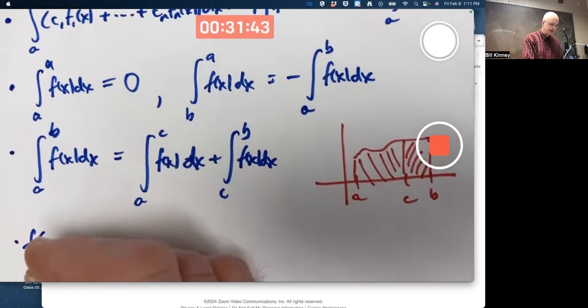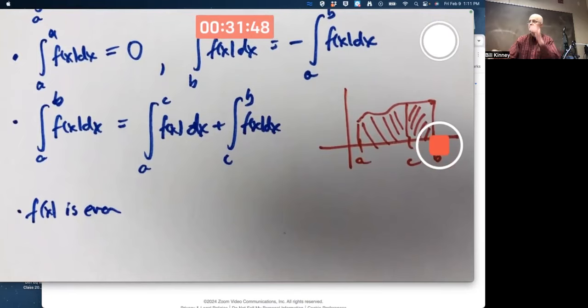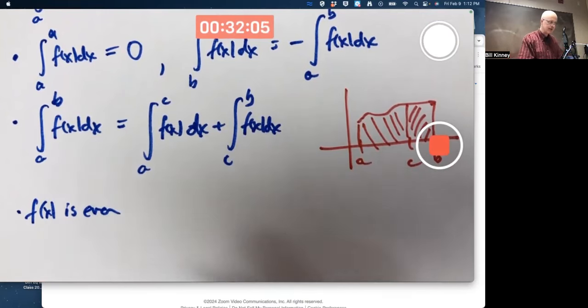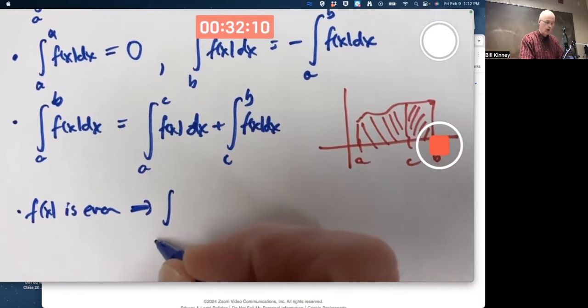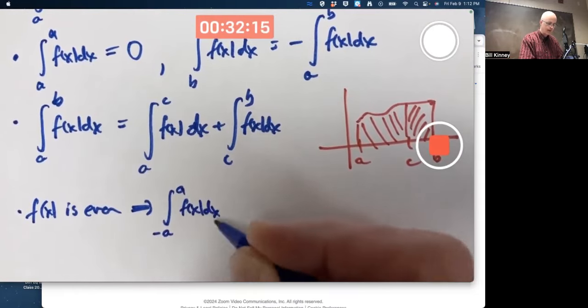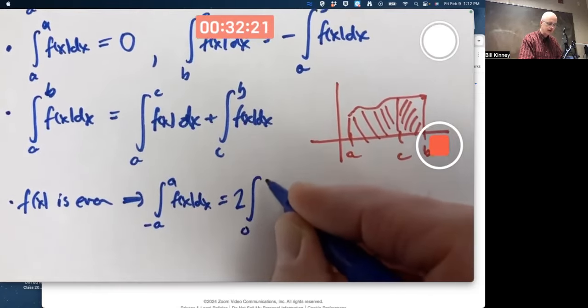Next property, if f of x is even, an even function such as x squared, even power, x to the fourth. More importantly, the graph's got symmetry across the vertical y-axis. That means also that the cosine function is even. If f of x is even, and I'm integrating f of x over some interval centered at 0, say from -a to a, because of the symmetry, this is the same as doing 2 times the integral from 0 to a.